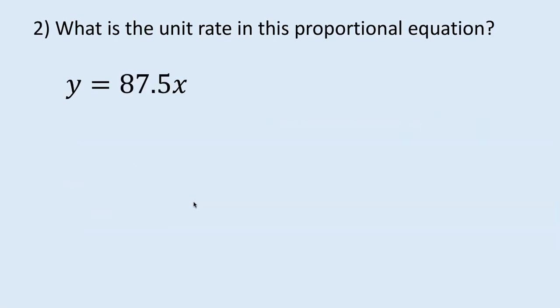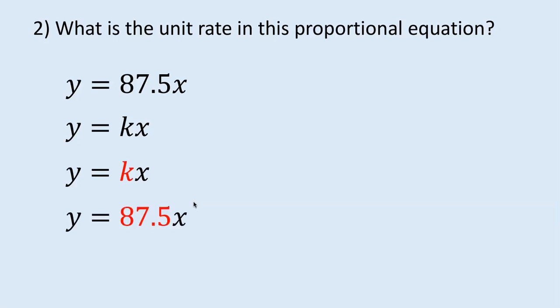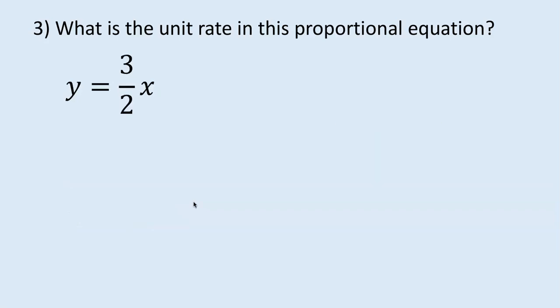Number 2, what is the unit rate in this proportional equation? So here's our proportional equation, y equals kx. The k is the variable that represents unit rate. So in this example, 87.5 is the unit rate.